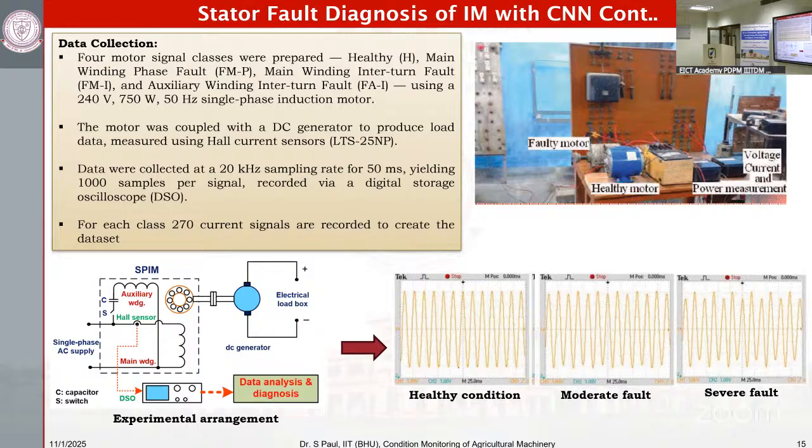But when the fault is increasing, you can see there is some discrepancy. Sometimes it is less, sometimes it is more, sometimes it is less, sometimes it is more. So this says that whenever your current is not properly distributed, that means something bad has happened to your system. But as a farmer, you cannot see it, right? So you need a smart algorithm.